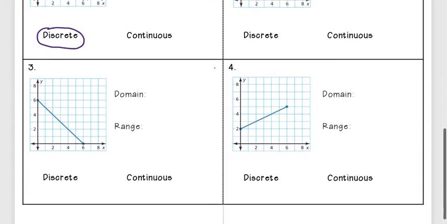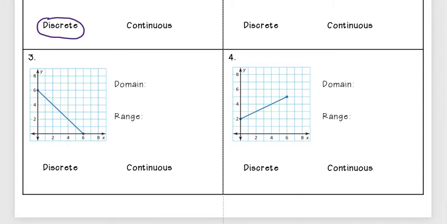Okay, now let's look at number 3. So for number 3, I see I have a line. It's all connected. So since it's all connected, this is going to be continuous. And then for my domain, remember this is everything from left to right. So the furthest left this goes is at 0. The furthest right this graph goes is at 6.